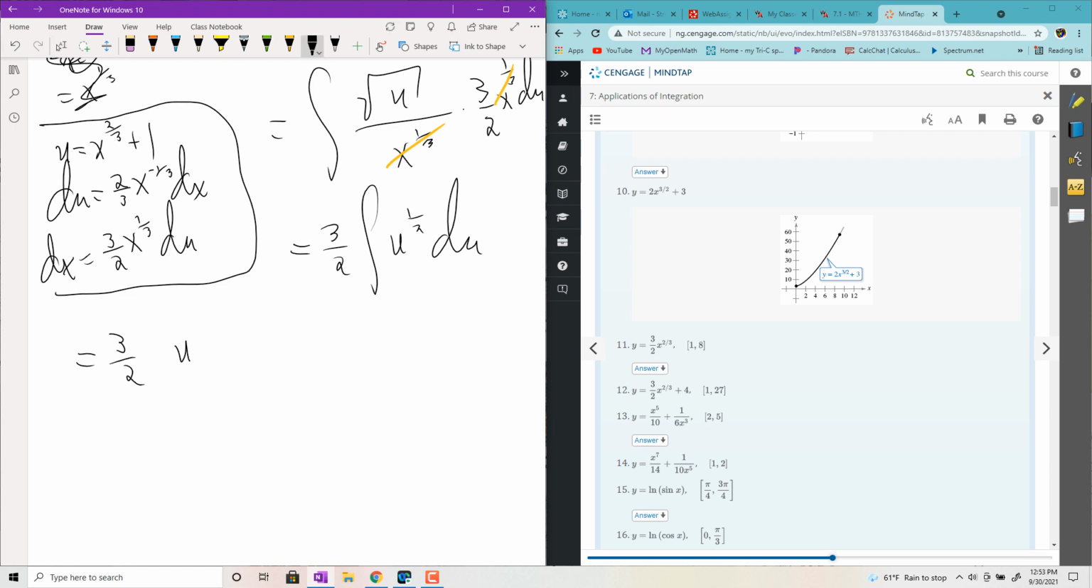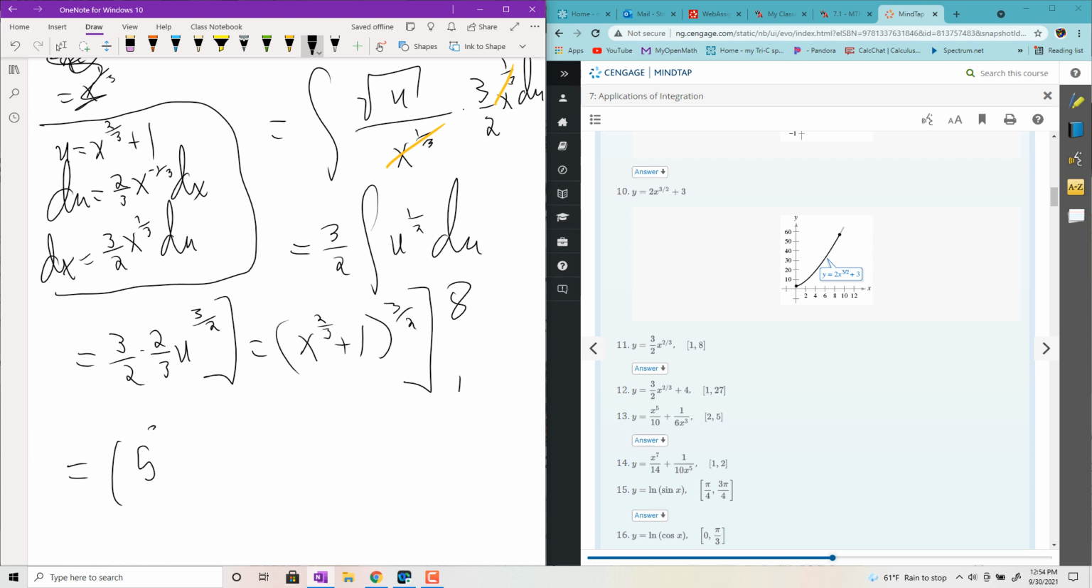Integrating that, u to the 1/2 plus 1 is u to the 3/2, divided by 3/2 is multiplied by 2/3. I want myself to evaluate. So I'm getting x to the 2/3 plus 1 to the 3/2, evaluated from 1 to 8. The third root of 8 is 2, and then 2 squared is 4, and then 4 plus 1 is 5. So I get 5 to the 3/2, and then minus, plug in 1. 1 to the 2/3 is 1, plus 1 is 2, so you get 2 to the 3/2. And that's a pretty good answer right there. You don't need much more than that.